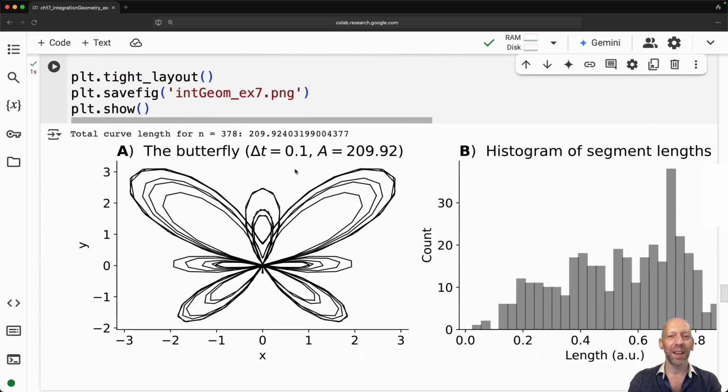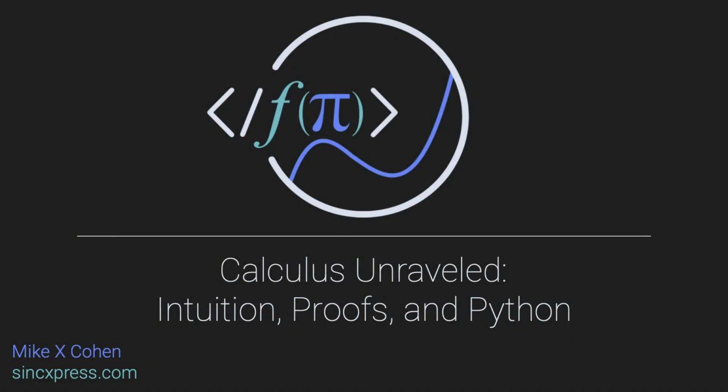Okay, here we get a length that is smaller, a segment length that is now smaller than it was before, apparently 209. And you can also see that the butterfly is a little bit more rugged. This phenomenon of the length of this curve depending on delta t is something we will explore in more detail in the next exercise.